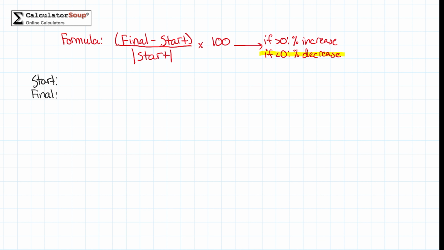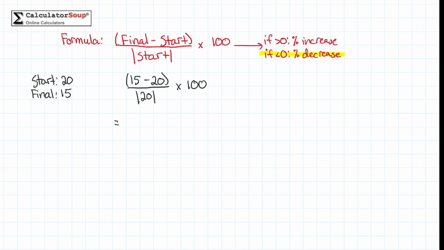For our first example, let's find the percentage decrease between 20 and 15. Before we do any math, let's replace the starting and final values in our formula. We will have 15 minus 20 over the absolute value of 20 times 100. Next, let's rewrite the formula after performing each step until we have our answer.